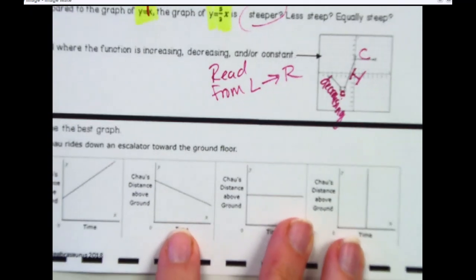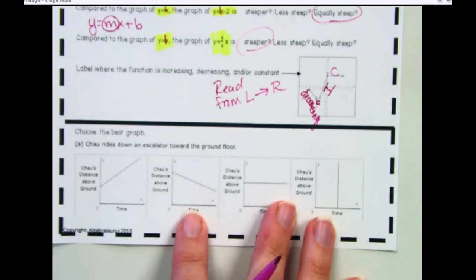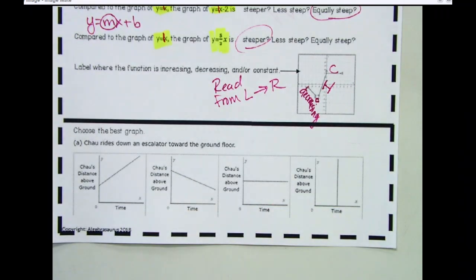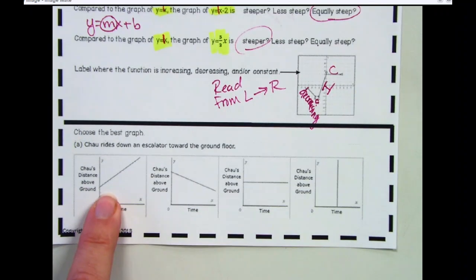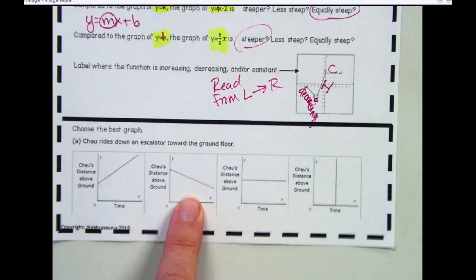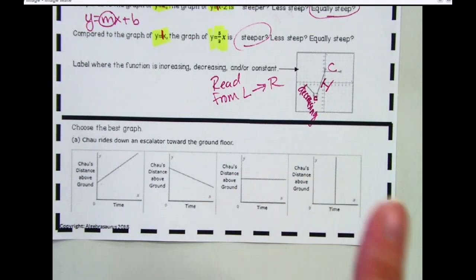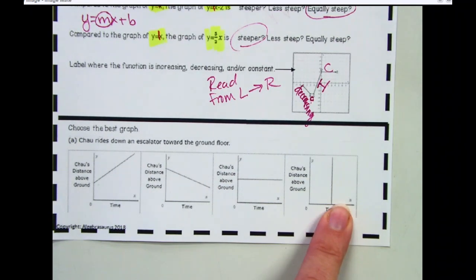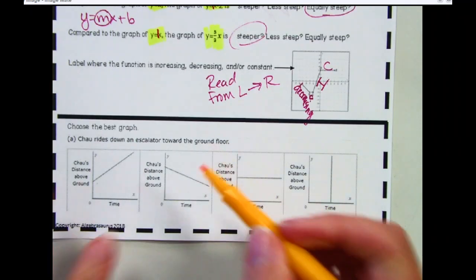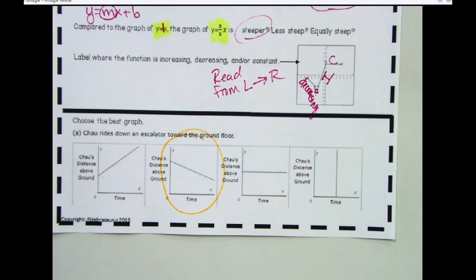Okay, and the next one is pick a graph that describes or reflects the story problem. Chow rides down an escalator towards the ground. Not B. Is that down? No. That would be a scary escalator ride. Yeah, right? So B. That is it.